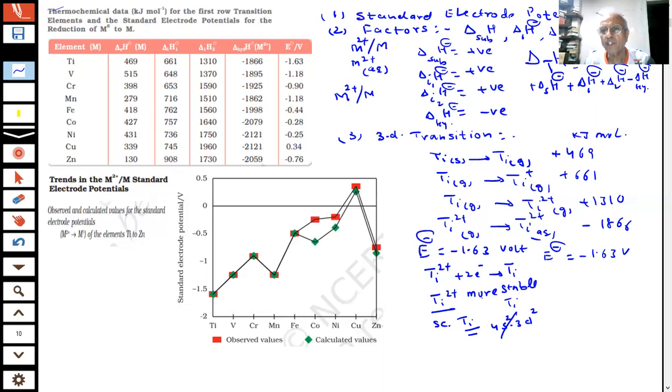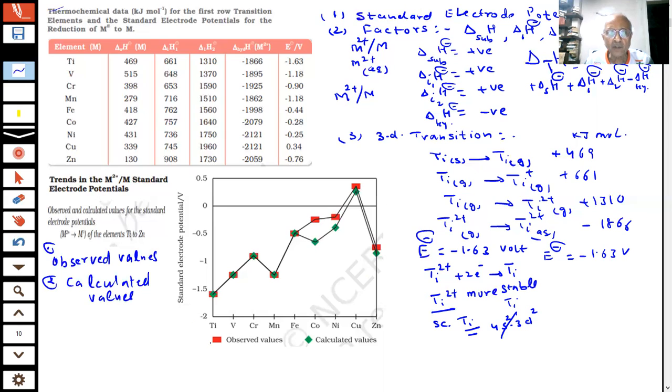This was just to tell you how these values are calculated. Now, what was done was, when these values were calculated, they compared the observed values. Observed means experimental values. One is the observed values, second is the calculated values. I calculate using these values, and experimentally I do the measurement. How do you measure experimentally? By using electrochemical cells. In electrochemistry, you have seen half cells, then you measure the values.